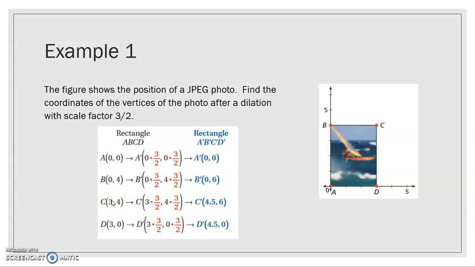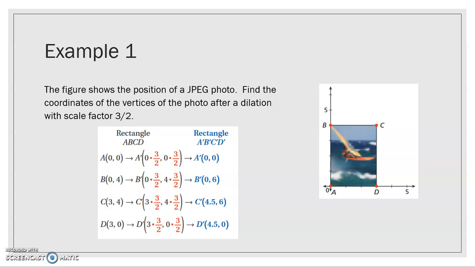And you may remember those words back from chapter 1. You may not, but the original figure is the pre-image and the new figure is the image. And generally we put these little apostrophes here. They're read as prime, so it's A prime, B prime, C prime, and D prime. But that's how we find those.